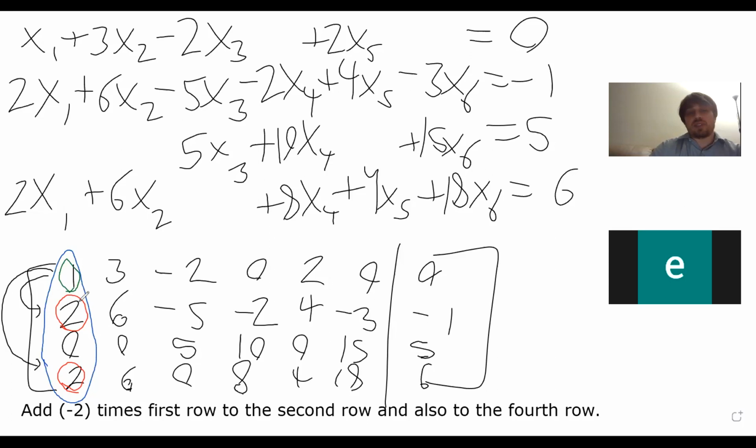That results in all the entries below this one being 0, changing these 2's to 0s via elementary row operations only. It's a very long procedure. Okay, so now let's keep going. We have this matrix and we want to get it to reduced echelon form. What I'm going to write now is the result of adding -2 times this row to this one, and -2 times this row to that one. This is what you get.